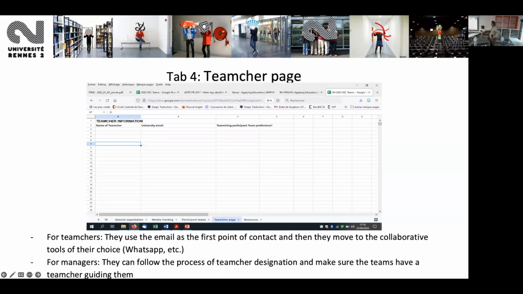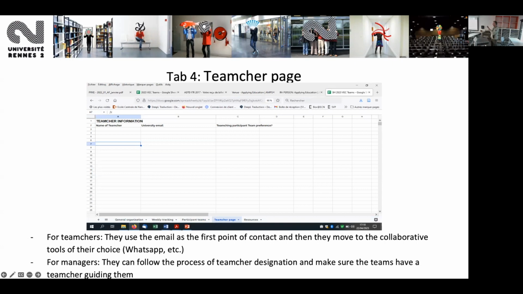The teacher page, again, is for teachers to be able to contact one another. Again, they would enter their emails and then perhaps go on to WhatsApp thereafter. And obviously, the managers can follow the process of teacher designation and make sure the teams have a teacher guiding them. So if you think about it, there is a lot of potential for people to get lost in the machine and to get lost in the system.